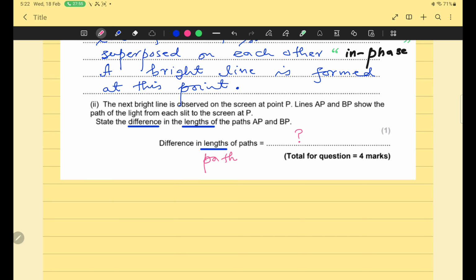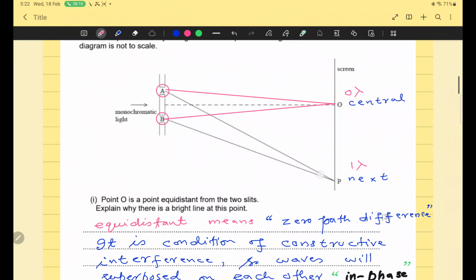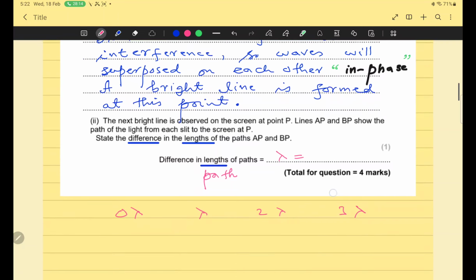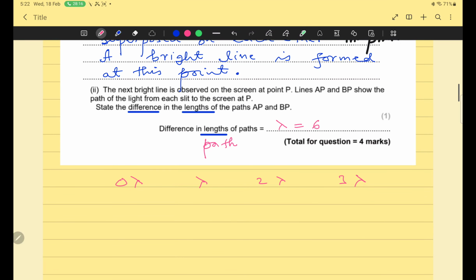And if they are talking about path, then the sequence is 0 lambda, 1 lambda, 2 lambda, 3 lambda. So from 0 lambda, the next answer is, sir, 1 lambda. And if the wavelength is given, yes sir, the wavelength is given, it is 600 nanometer. So I should write, sir, the path difference will be 600 nanometer.